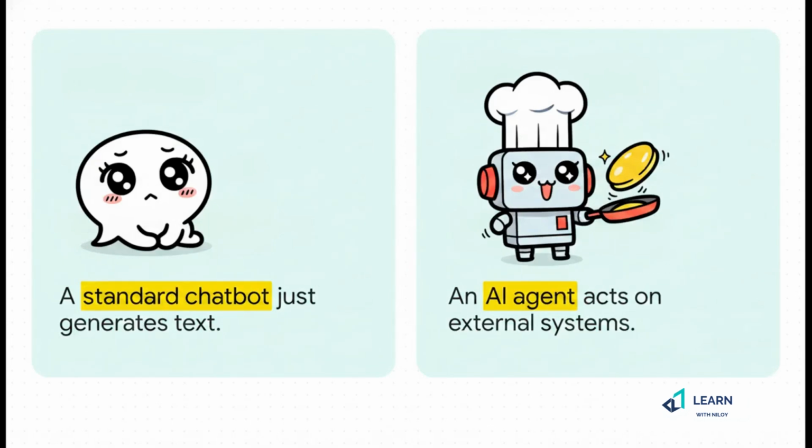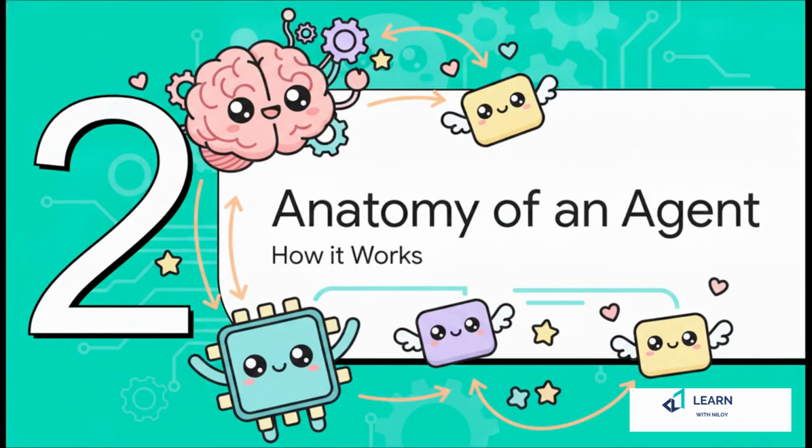Think about the difference here. A standard chatbot, it just talks. It takes your prompt, generates some text, and then it just stops. But a true AI agent, it actually interacts with the outside world and takes action. It takes input, sure, but then it reasons, it selects tools, makes decisions, and actually executes. It's kind of like the difference between asking someone for a recipe and having a personal chef literally cook the entire meal for you.